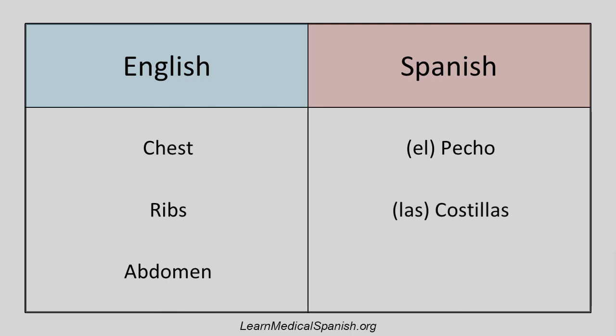Las costillas. Abdomen. El abdomen. Just like in English, there are other ways to say that, such as stomach. Stomach can refer to the whole abdomen. So you could say el estómago, for example.